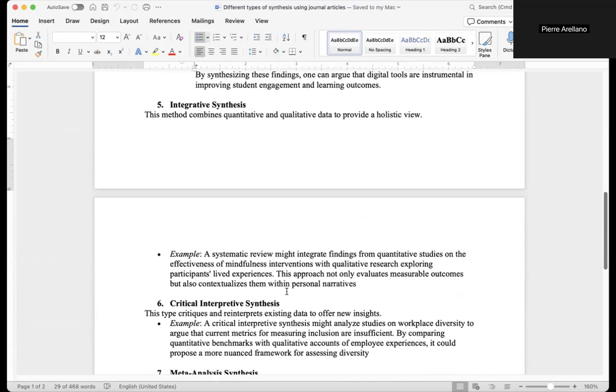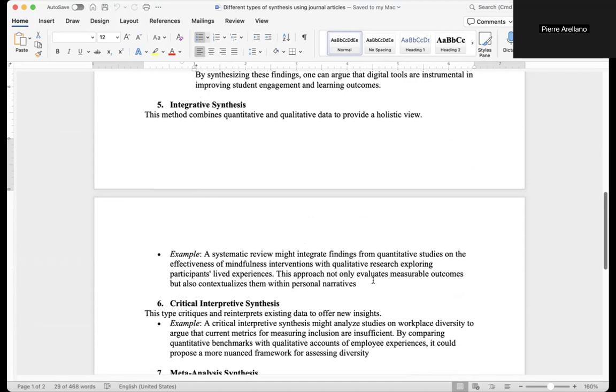Integrative synthesis. This method combines quantitative and qualitative data to provide a holistic view. A systematic review might integrate findings from quantitative studies on the effectiveness of mindfulness interventions with qualitative research exploring participants' life experience. This approach not only evaluates measurable outcomes, but also contextualizes them within personal narratives. I wouldn't worry about integrative synthesis.